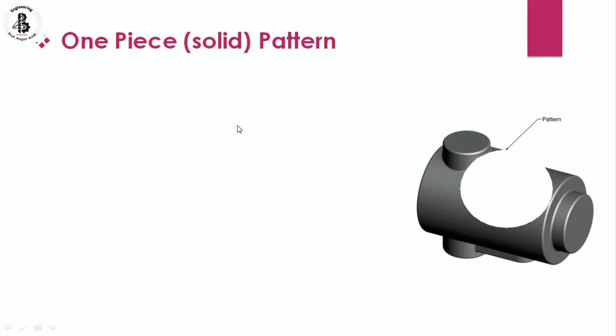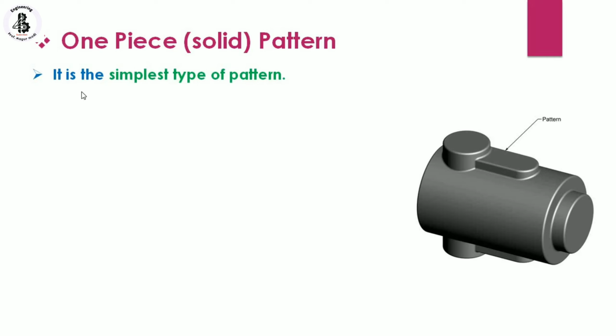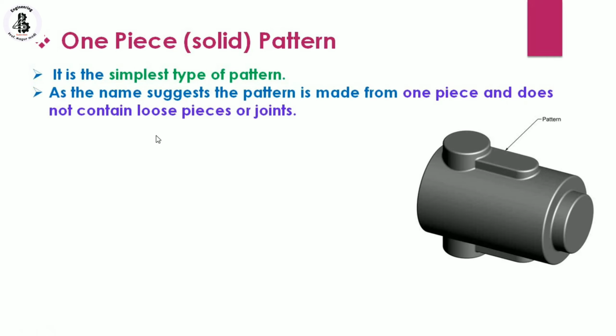Starting with the first, the one piece pattern, or solid pattern. As the name suggests, the pattern is made as a single piece. It is used for large size jobs with less complexity, or you can say for simple shape and size. It is the simplest type of pattern. The pattern is made from one piece and does not contain loose pieces or any kind of joints.